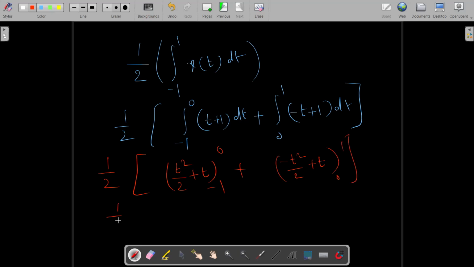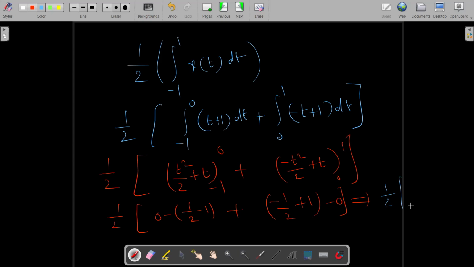So substitute for this. This is 1 by 2. Substituting 0, this is 0 minus, 1 by 2 minus 1. And for the upper limit, if you substitute, this is minus 1 by 2 plus 1. For the lower limit, it is going to be 0. So overall, this is 1 by 2 times, 1 by 2 plus 1 by 2. How much is this? 2 minus 1 plus 1 by 2. So this comes out to be 1 by 2. So the answer for this is 1 by 2.